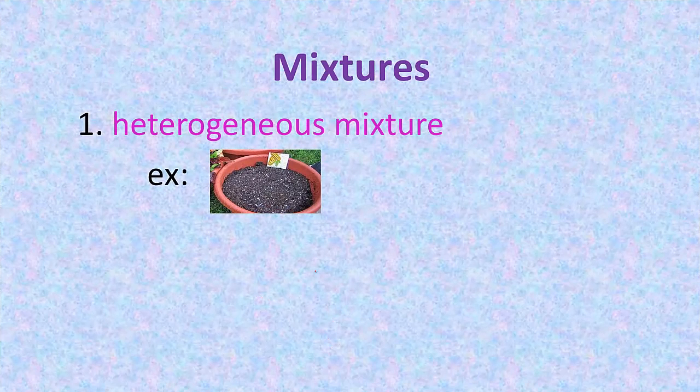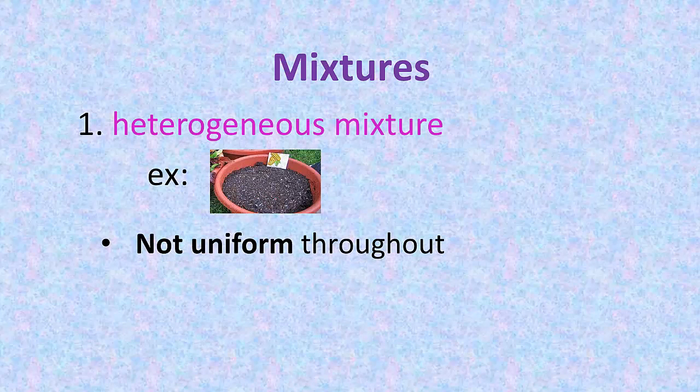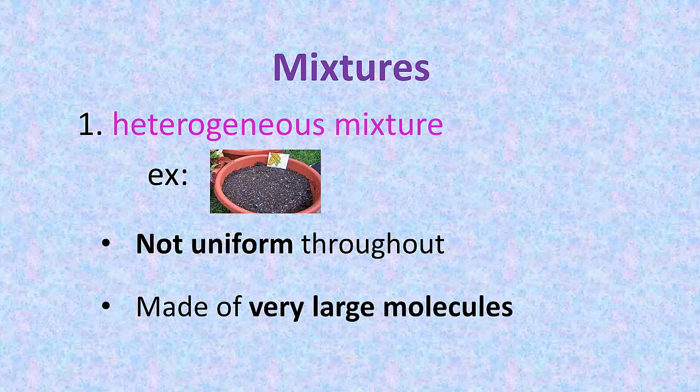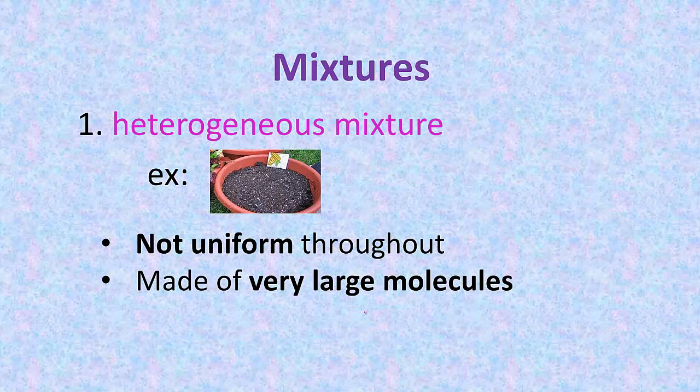A heterogeneous mixture, an example of that would be dirt. You can see the individual particles in here and you can pick them out. It is not uniform throughout. You can see the differences. They're usually made of very large molecules.